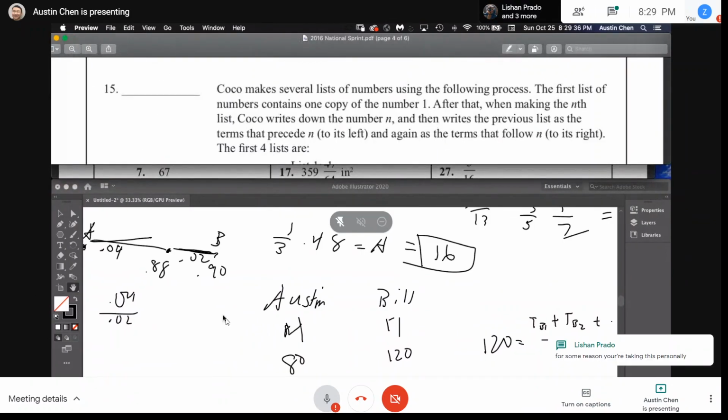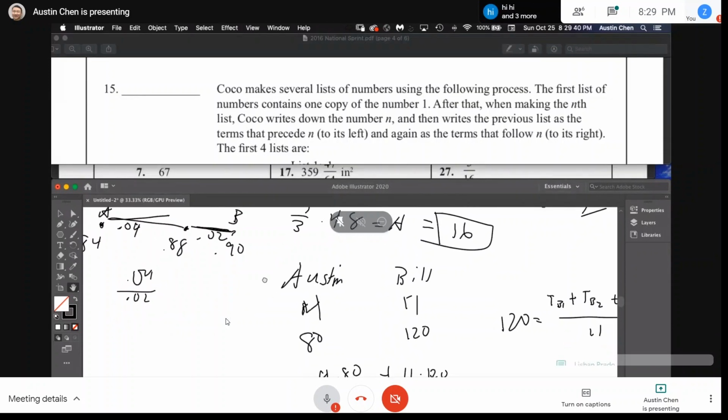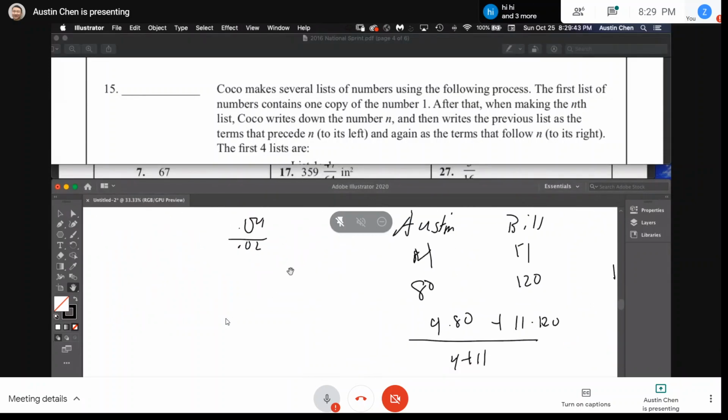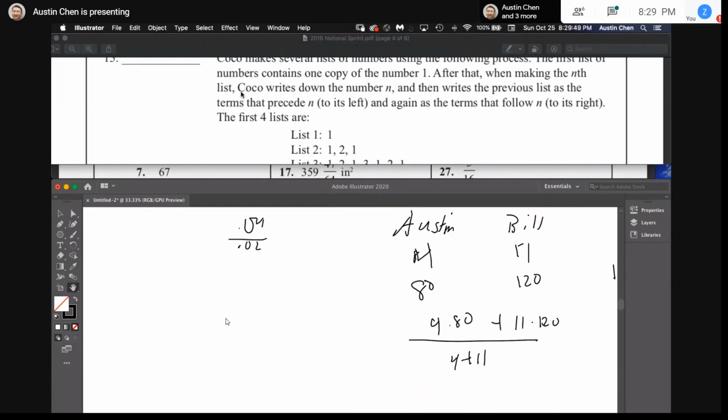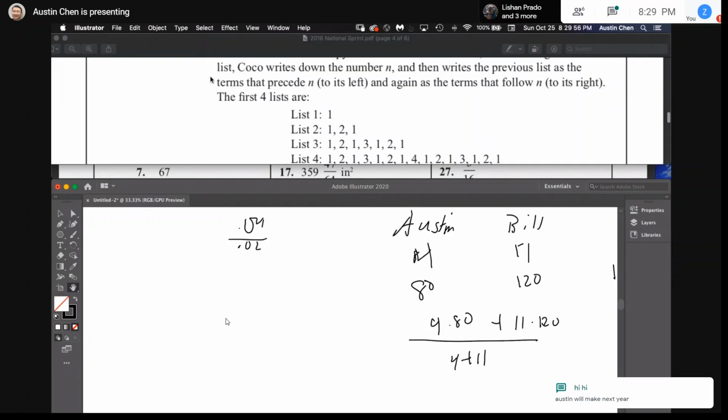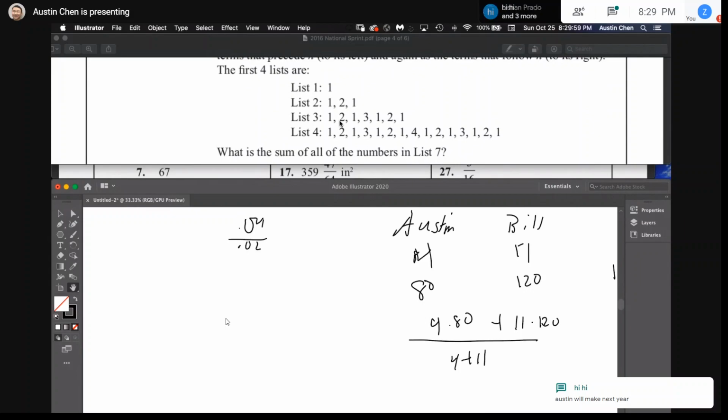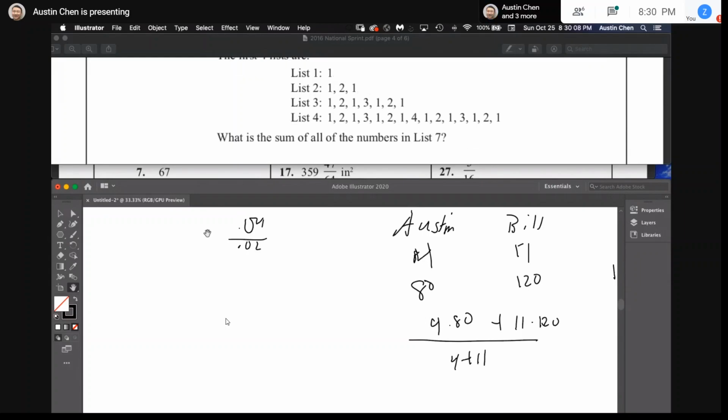Coco makes several lists of numbers using the following process. The first list contains one copy of the number 1. After that, when making the nth list, Coco writes down the number n and then writes the previous list as the terms that precede n, and again as the terms that follow n. So how it works is for list 3, you put 3 in the middle, and then the previous list on each side. What is the sum of all the numbers in list 7?